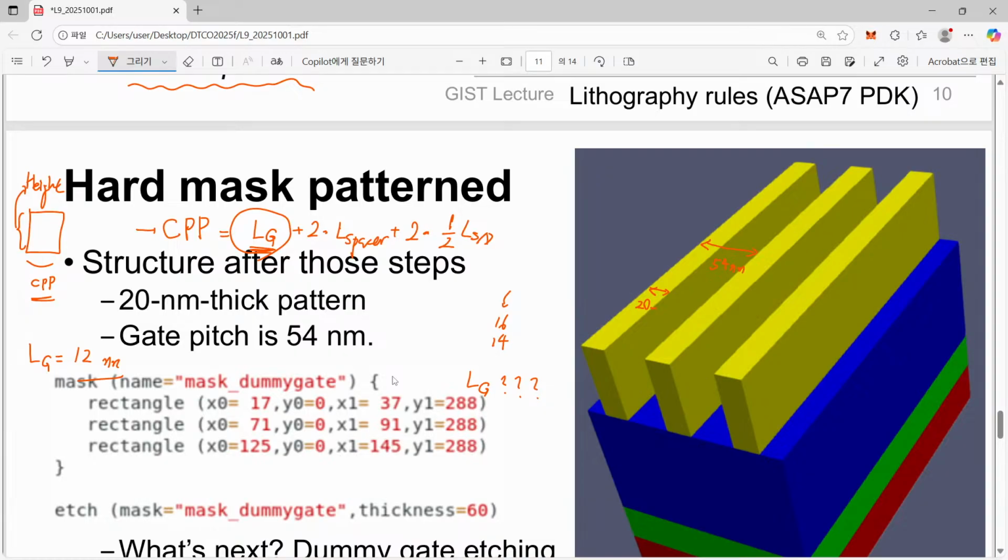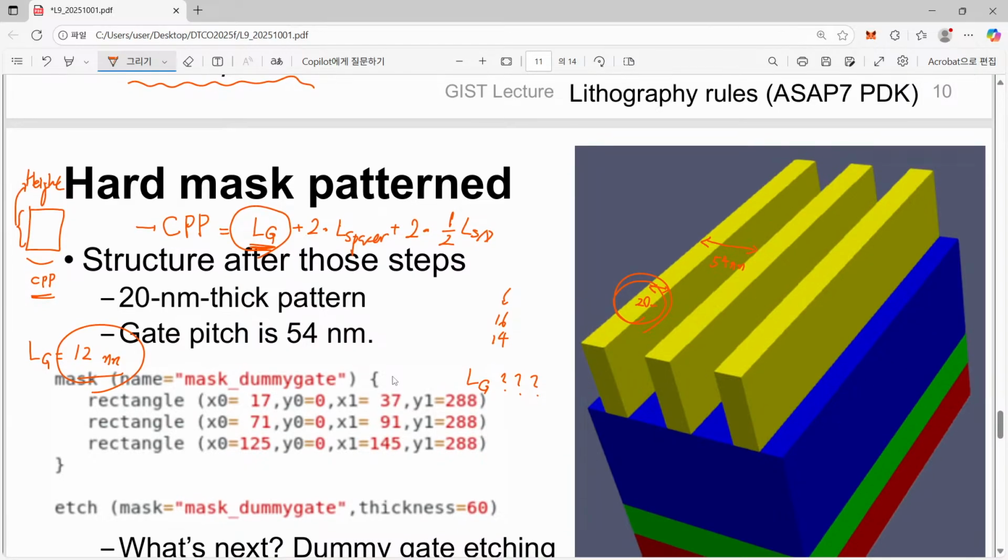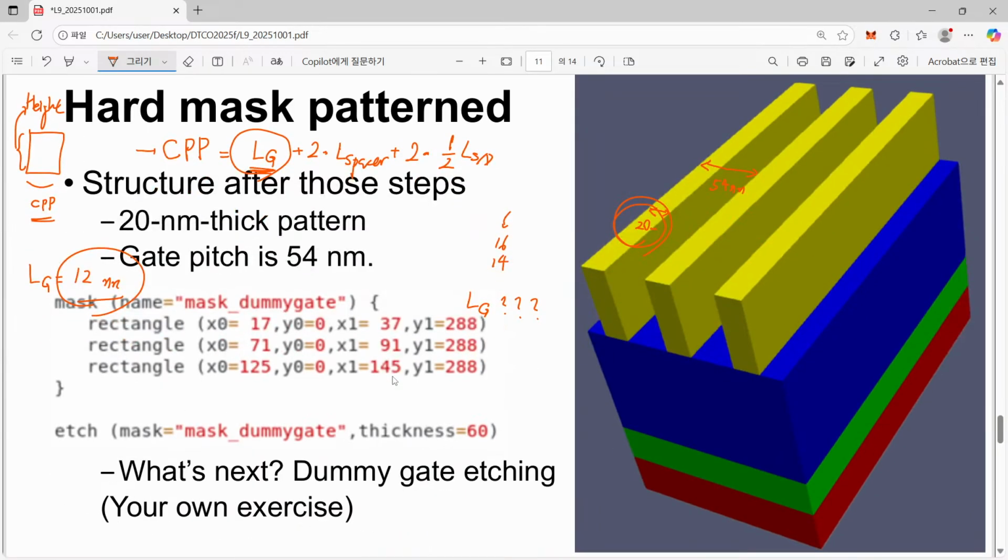So yes, anyway, the reason why I'm talking about this one, although we are talking about this 20 nanometer gate length, is that it is not that much exaggerated. At the time, 20 nanometer was the real number, quite close, and the extreme number we will get in future would be 12 nanometer. And yes, now we have covered the contents here. 20 nanometer thick pattern, and gate pitch CPP is 54 nanometer.